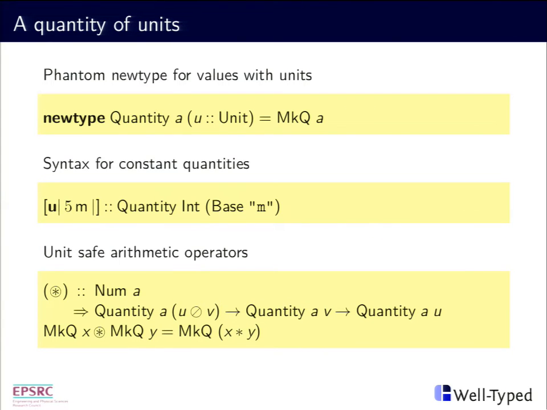And then on top of those, we build this new type quantity, which has some representation type A, which is just the underlying numeric representation, and then a phantom parameter U for the units that are being used. And I've shown you, fortunately, since the demo succeeded, the syntax for building concrete values with their units, and we have some arithmetic operators such as multiplication, whose types capture the requirements for the units to be used consistently.